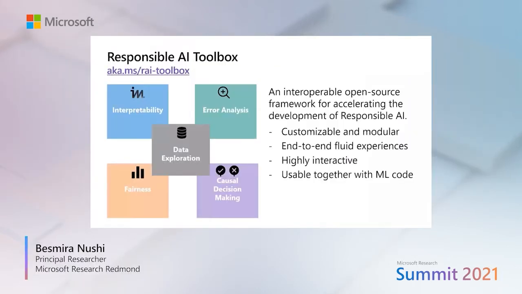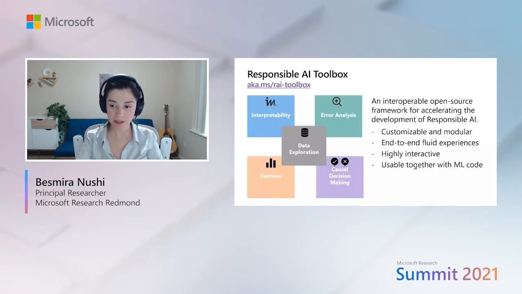So the Responsible AI Toolbox is an open source and interoperable framework for accelerating the development of responsible AI. It integrates together several of the RAI tools that different Microsoft teams have built in the past in areas like interpretability, error analysis, fairness, data exploration, and causal decision-making. Even though many of these areas traditionally have been studied separately, in practice they are not independent of each other, and machine learning practitioners may need several of these functionalities to fully identify, diagnose, and mitigate issues, and also to take actions in the real world.